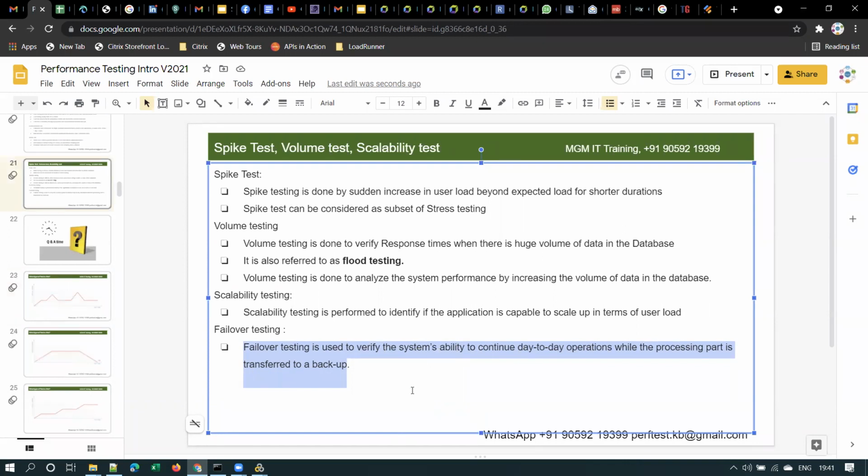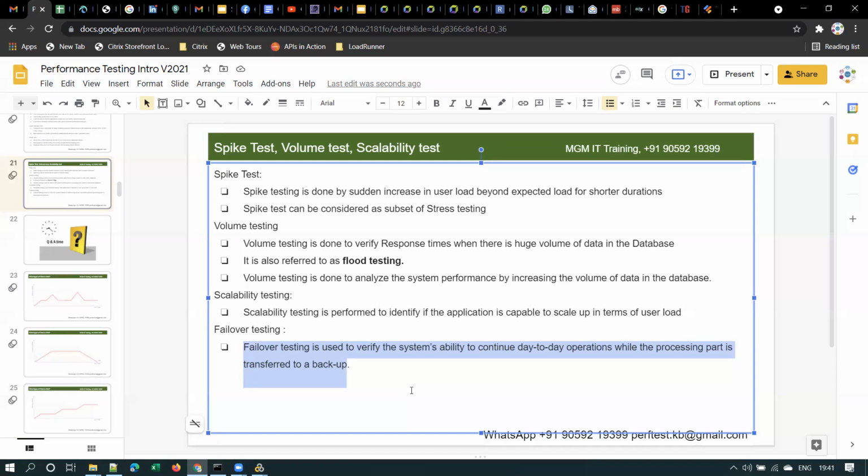Hello, sir. For failover testing, you gave two examples: one regarding natural calamity and one the inverter. We understood the examples, but can you tell one more real-time example, like Amazon or Flipkart? That is the real environment which customers use. Suppose there is a crash, what is the backup for Amazon or Flipkart?